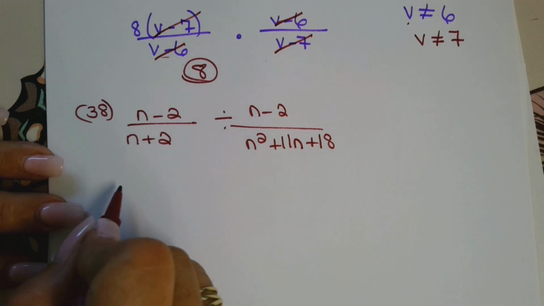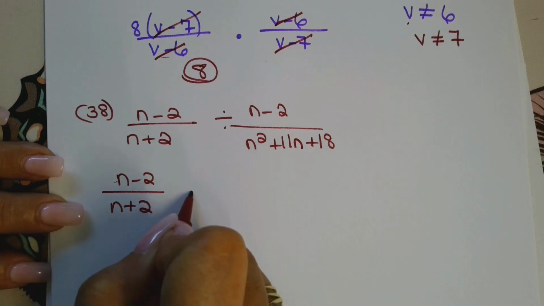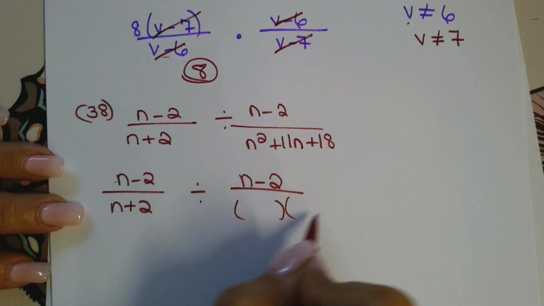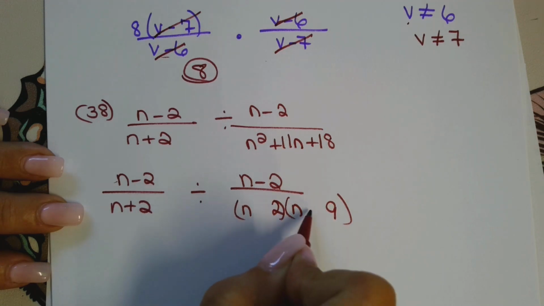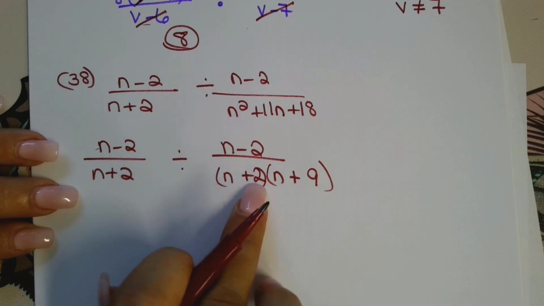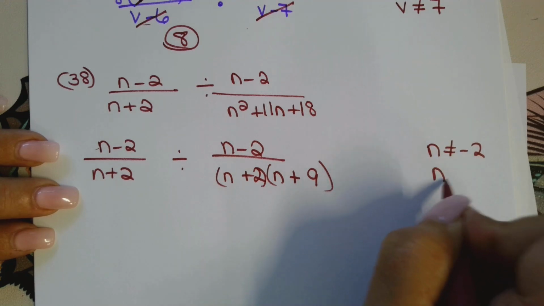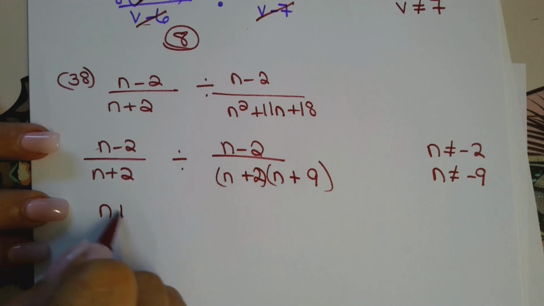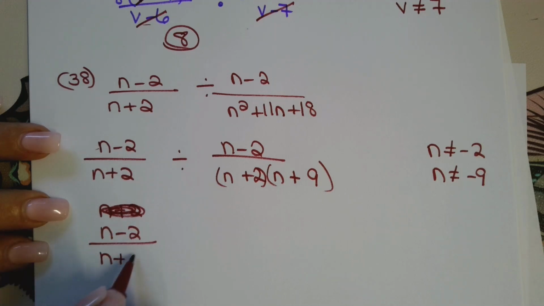Okay. So let's go ahead and factor everything first, before I even make it a multiplication problem, and you'll see why in a second. This is 9 and 2, plus and plus. All right. So now we can easily see what the exclusions are. What would make this 0? N cannot be negative 2. N cannot be negative 9. That's why I did it. And now we're ready to go ahead and do this. Oops, sorry, that's n minus 2 over n plus 2.